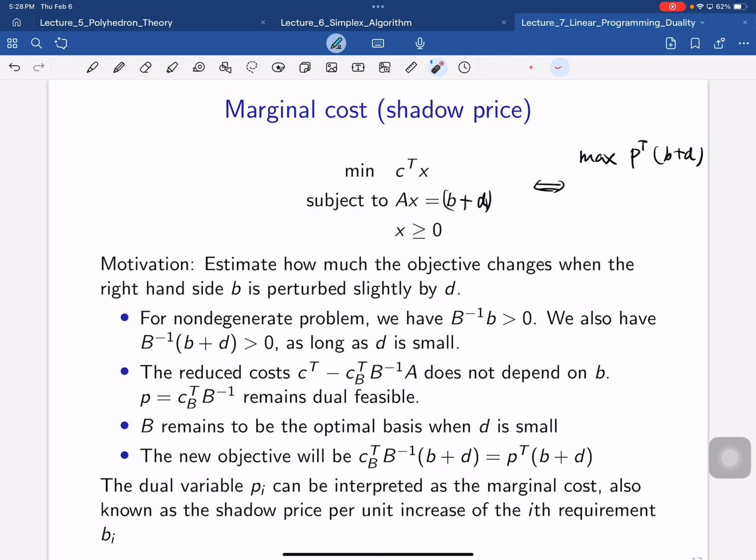Now, since the optimal dual is still this term, the change to the objective value by perturbation of d is nothing but p transpose d. So you can think about p as a derivative with respect to b.